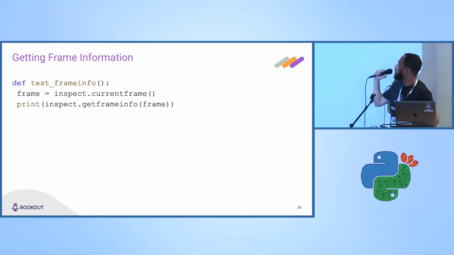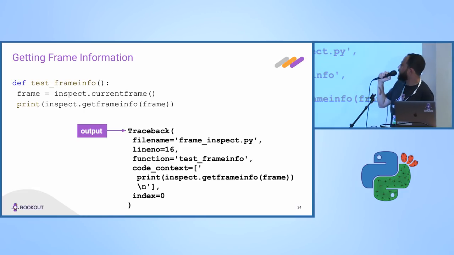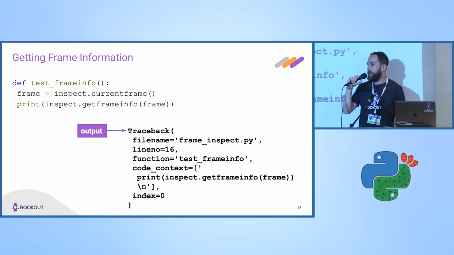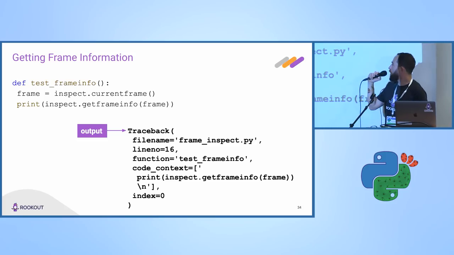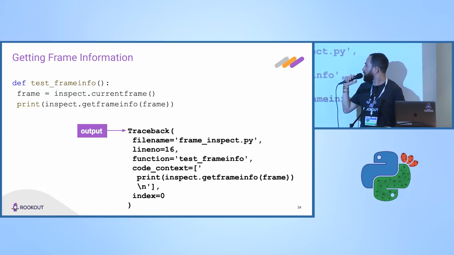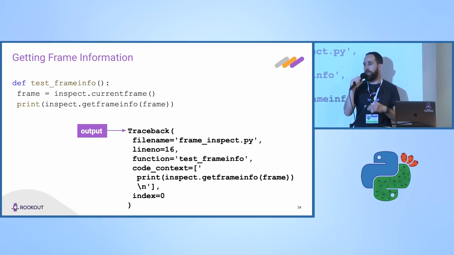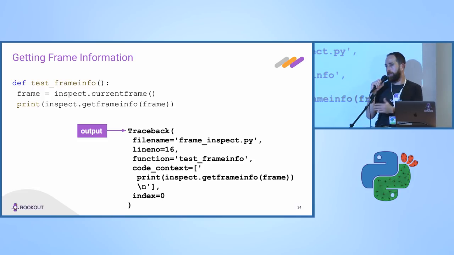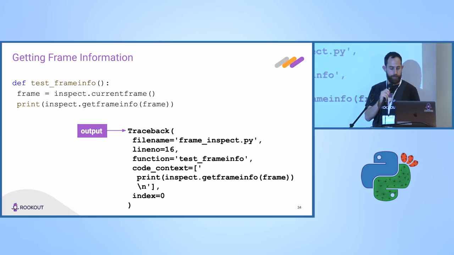And now we print the getframeinfo of the frame. What you are going to get is a simple traceback object, quite similar to what you see as you're walking through a traceback if you're familiar with the exception mechanism of Python. We get the file name, frame_inspect.py, we get the line number where the frame currently is, we get the function name, we get the code context, and we get the index. The index is our position in the stack trace. So as we are now at the top of the stack, index is going to be zero, and if you walk up the stack, index is going to increase.